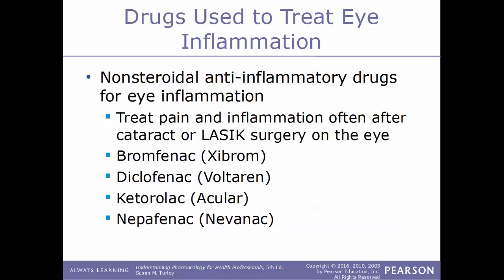Another class of drugs that could be used to treat eye inflammation are the NSAIDs, non-steroidal anti-inflammatory drugs. And these will treat the pain and inflammation often after LASIK surgery or cataract surgery on an eye. Some examples of this type of drug: bromfenac, which is sold as Xibrom; diclofenac, which is sold as Voltaren; ketorolac, which is sold as Acular; and nepafenac, which is sold as Nevanac.